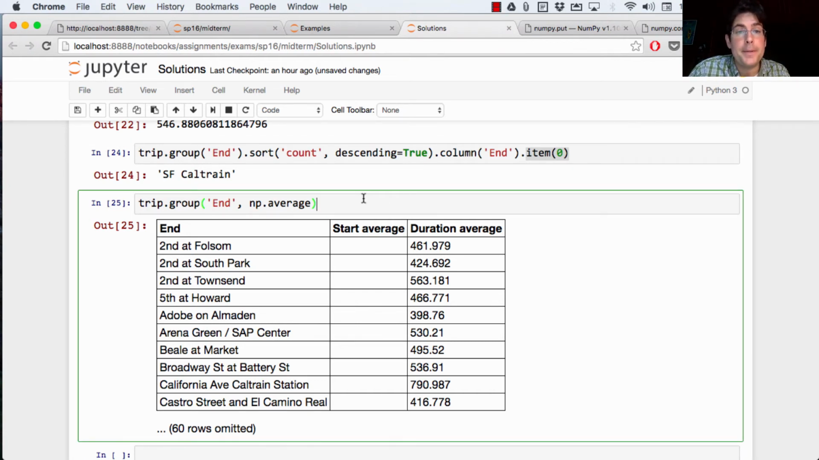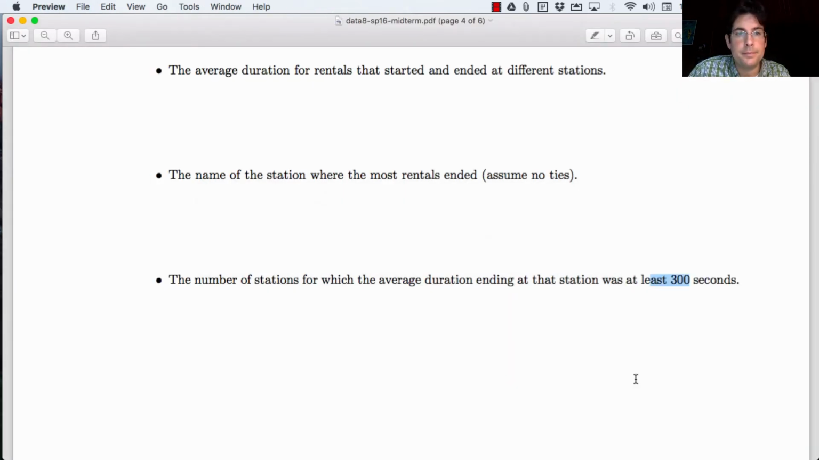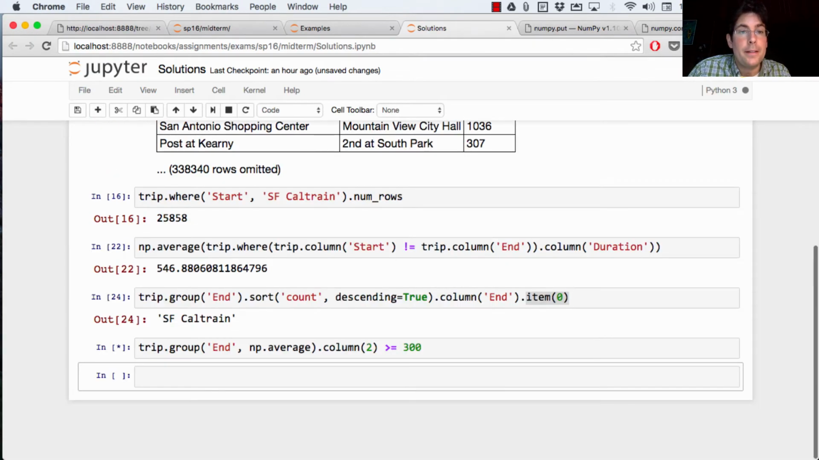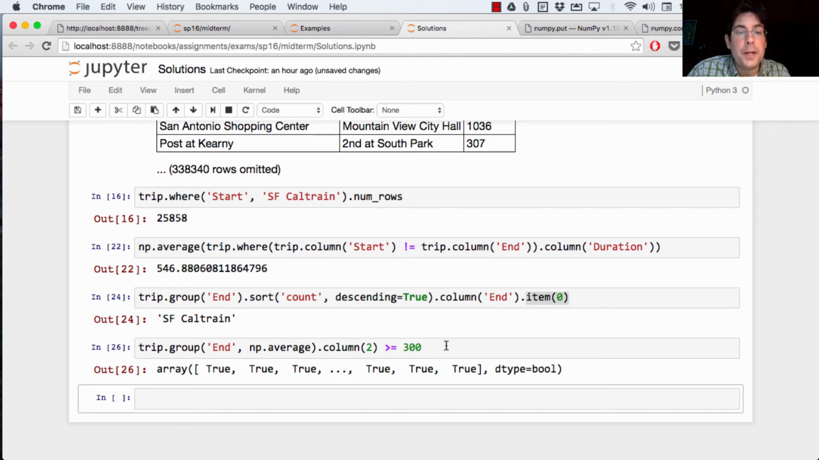So the next step is to get column 2, that's the duration average column, and figure out when that's at least 300 seconds. So running this expression, we'll group by end station, average everything, just get the averages themselves, the average durations, and figure out which ones are greater than or equal to 300. And we'll get back an array of true and false values. Seems like there's a lot of trues, but we haven't seen the whole thing.